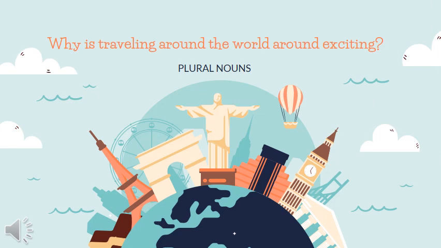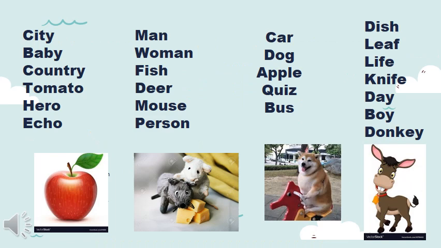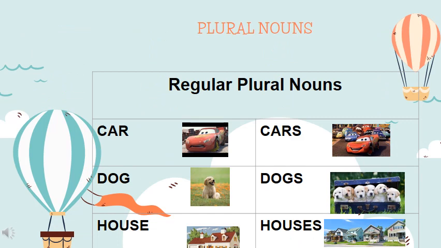Hi guys, today we're going to talk about plural nouns, regular and irregular. Here you can see a list of nouns. Nouns are words that represent a person, a place, or a thing. They include objects, animals, and ideas. We have plural and singular nouns. Singular nouns refer to only one, and plural nouns refer to more than one.